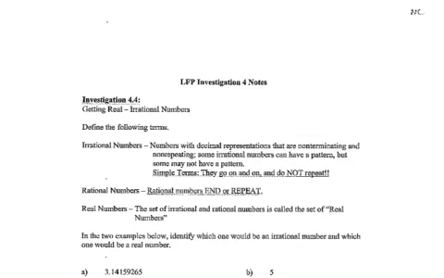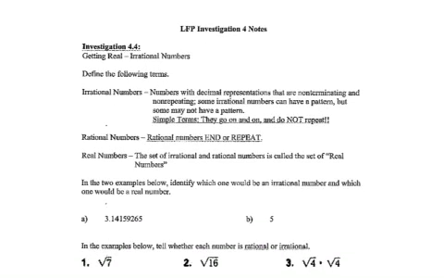Okay, everyone, so today we are going to focus on Investigation 4.4, which talks about the difference between irrational numbers and rational numbers. So I already have the notes here for you and even on your sheet of paper. It says that an irrational number is a number with decimal representations that are non-terminating and non-repeating. Some irrational numbers can have a pattern, but some might not have a pattern. So basically, in simple terms, they go on and on forever and do not repeat.